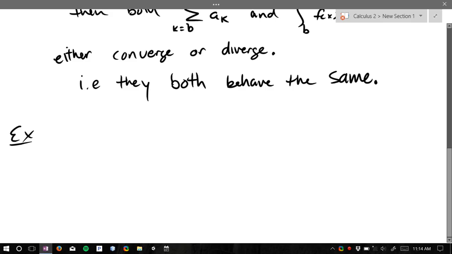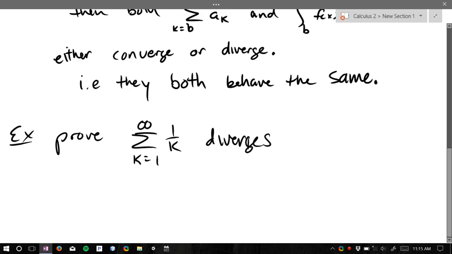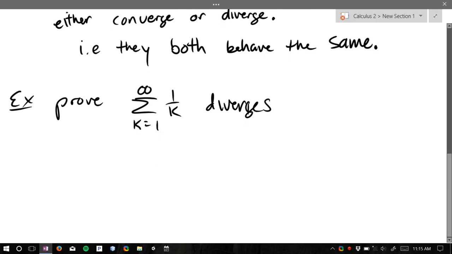So first example, prove the summation from k equals 1 to infinity of 1 over k diverges. So aside from the integral test, we have only one other test really for convergence or divergence. What is the one test that we have from 10.2? The nth term test. And what could the nth term test tell us if we pass?